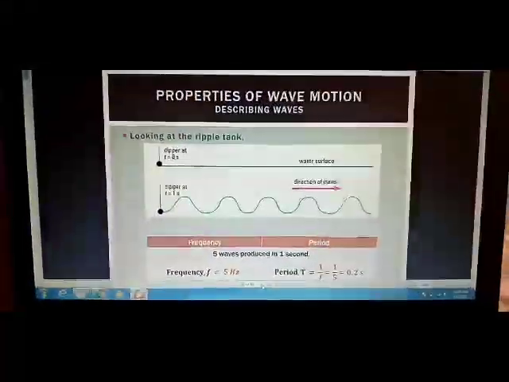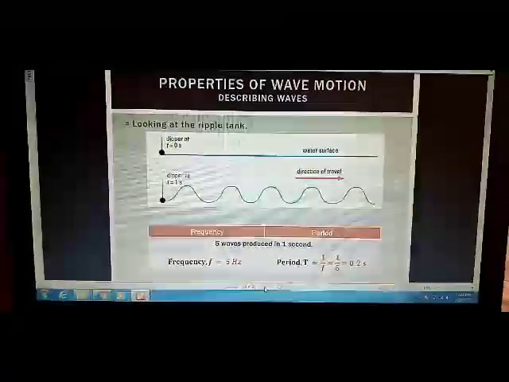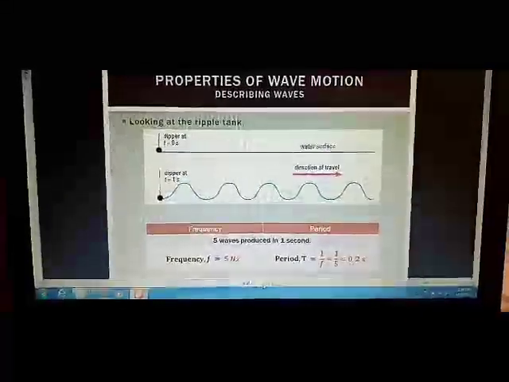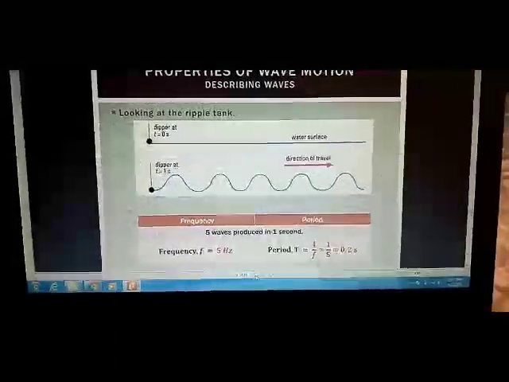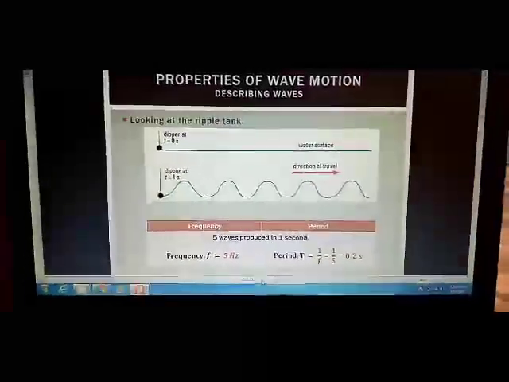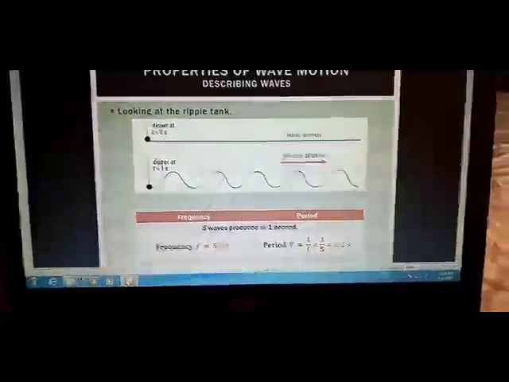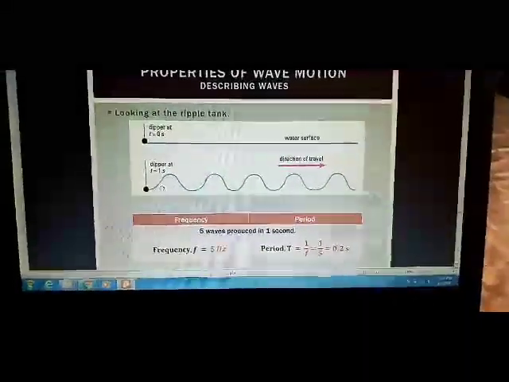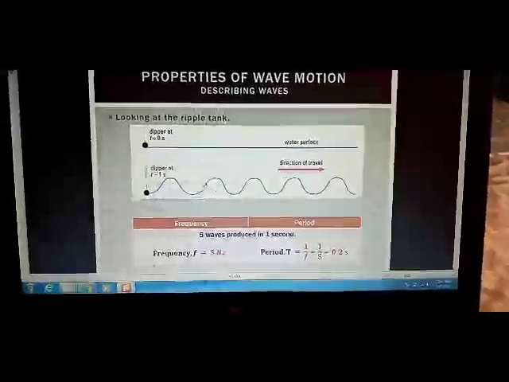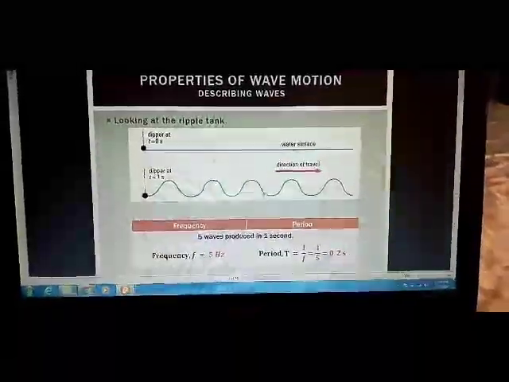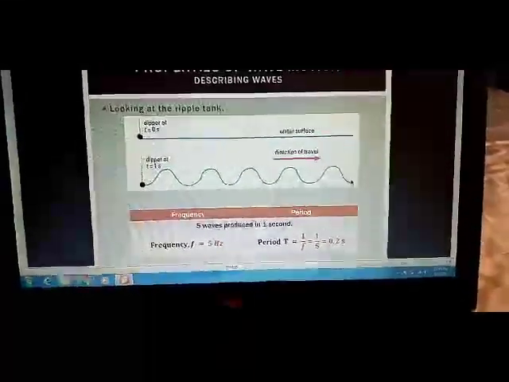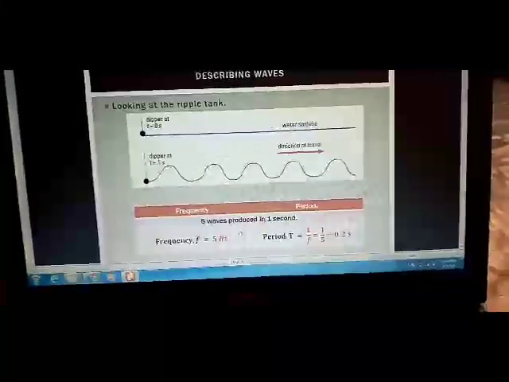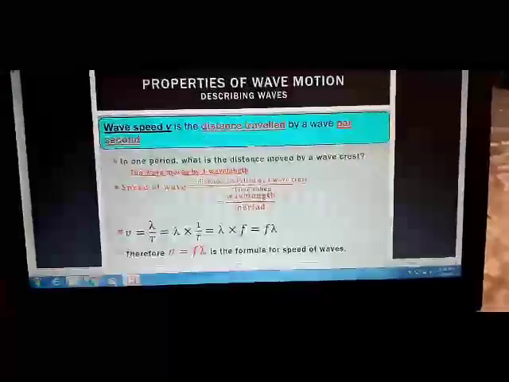Next is a question: there is a dipper in a ripple tank, at T is equal to 0 the water surface is at rest. When the dipper is at T is equal to 1 second, the direction of travel is there. You have to count the number of waves here. That is one crest and one trough. One crest and one trough. 2, 3, 4 and 5. There are 5 waves. So 5 waves are produced in 1 second. So frequency is 5 hertz and period is 1 by 5, 0.2 second.